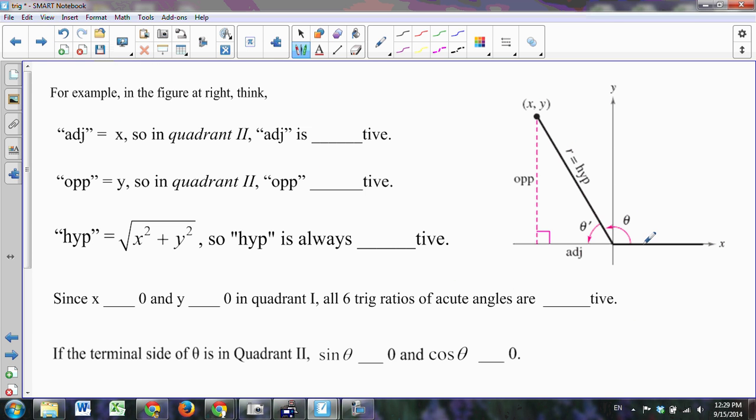If you're in the second quadrant, if theta is somewhere between 90 degrees and 180 degrees, then we create this reference angle, theta prime, and we still look at opposite over adjacent, but now adjacent is like an x-coordinate, and back here the x-coordinate is negative. And the opposite is a y-coordinate, and in the second quadrant the y-coordinate is positive.